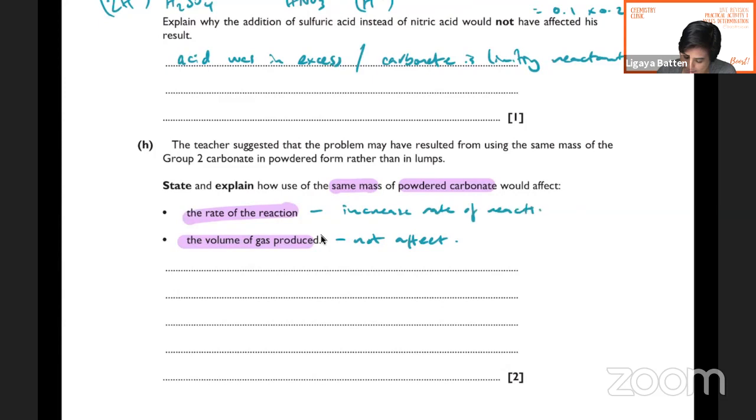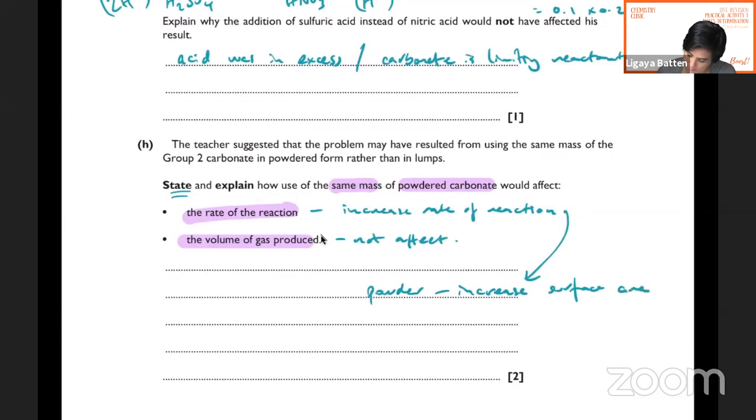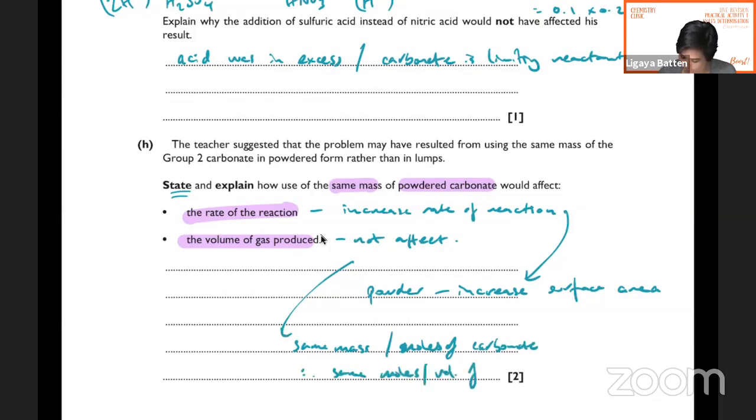It says to state and explain. So this is the stating, what I've just done here. The explanation for the rate of reaction is because the powder will increase the surface area. You wouldn't be expected for 2 marks to explain it in too much detail, but the increased surface area means you have more collisions per second because you have more surfaces to react on. The volume of gas produced is not affected because we have the same mass, therefore the same moles of the carbonate, therefore the same moles or volume of gas.